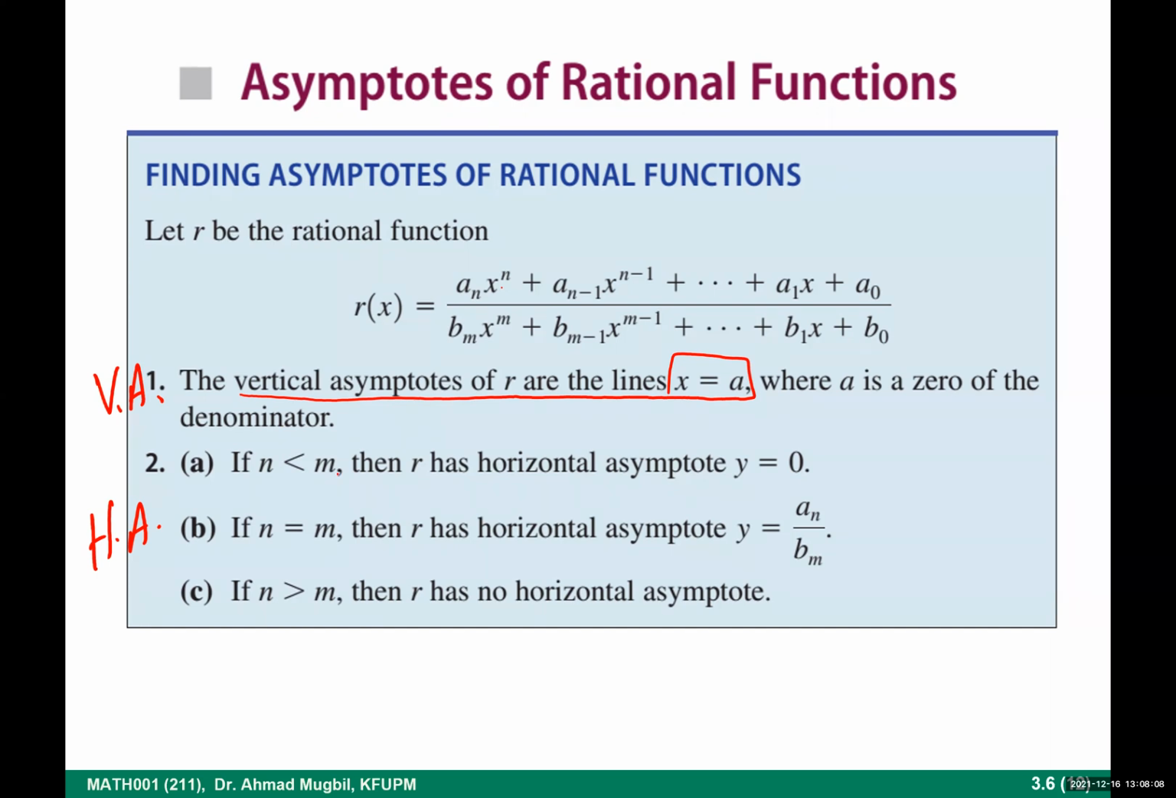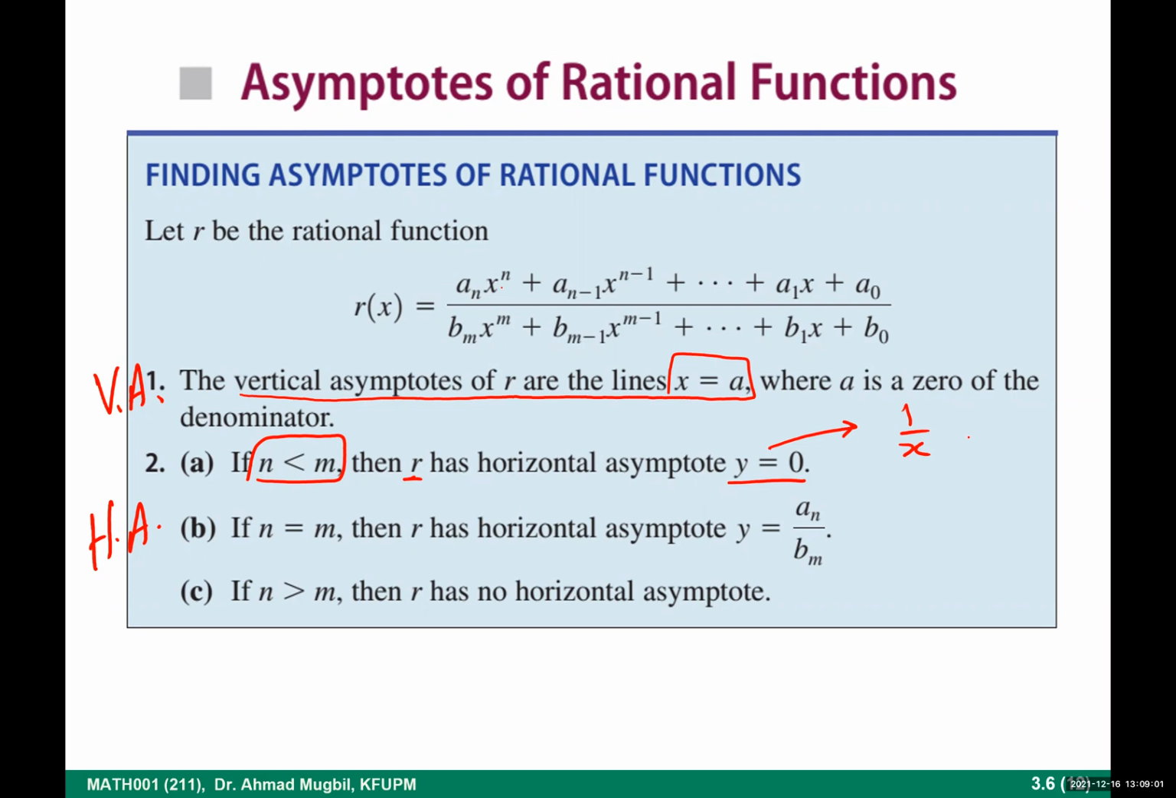If n is less than m, what is that? If the degree of the numerator is less than the degree of the denominator. Look at the beauty of mathematics. This long statement is just shortened to: if n is less than m, then R, this rational function, has horizontal asymptote y equals 0. Good one. Whatever the degree of the numerator, we just need it to be less than the degree of the denominator. In all of these cases, y equals 0, which is the x-axis, is the horizontal asymptote. Just to remember this, remember the reciprocal function 1 over x. The degree of the numerator is less than the degree of the denominator, and the horizontal asymptote is y equals 0.